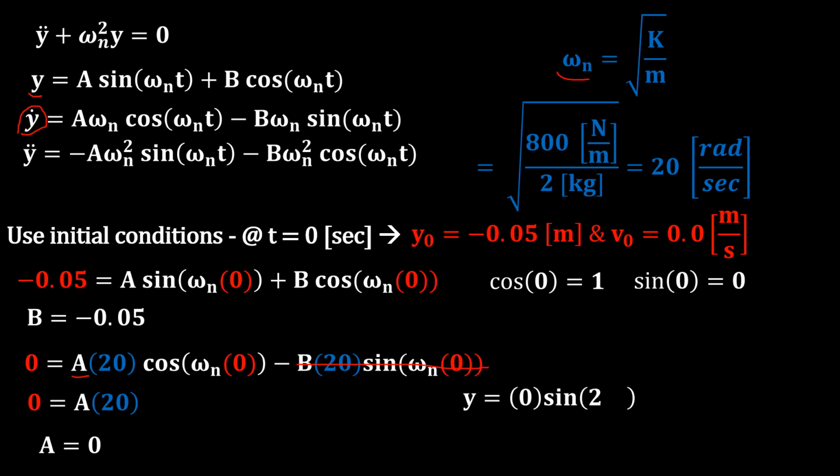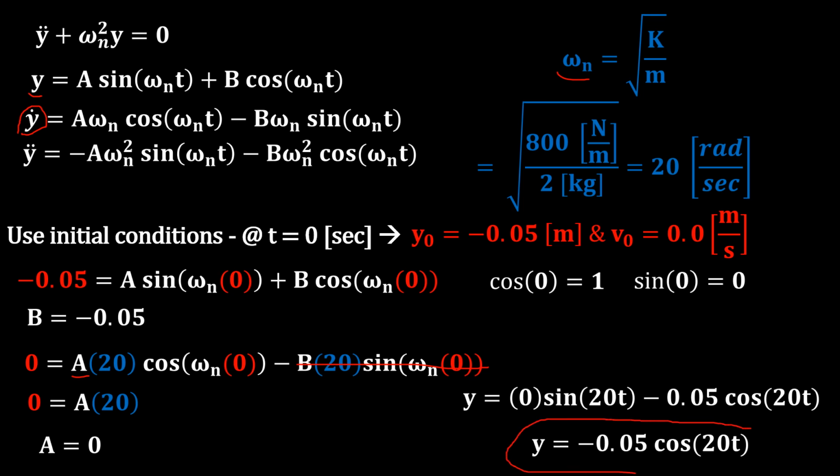Okay. So now we have a, we have b, we have the natural frequency. Now we can plug these three values into our position function, and that's what we have in here. So the position function will be minus 0.05 cosine 20t. So this is the equation that represents the spring and mass with a certain spring stiffness and a certain block of mass at certain initial conditions. That is the function that will represent that system with the given initial conditions.